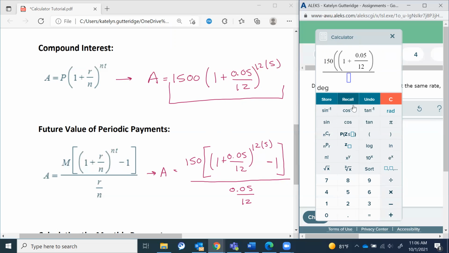Next, I do the exponent. So I click my exponent key. I do my 12, parentheses the 5. Now this -1 is outside the exponent. So now I'm going to click outside of the exponent and stay in the numerator. So that's the same idea as when you click outside the fraction. I'm going to click just to the right.